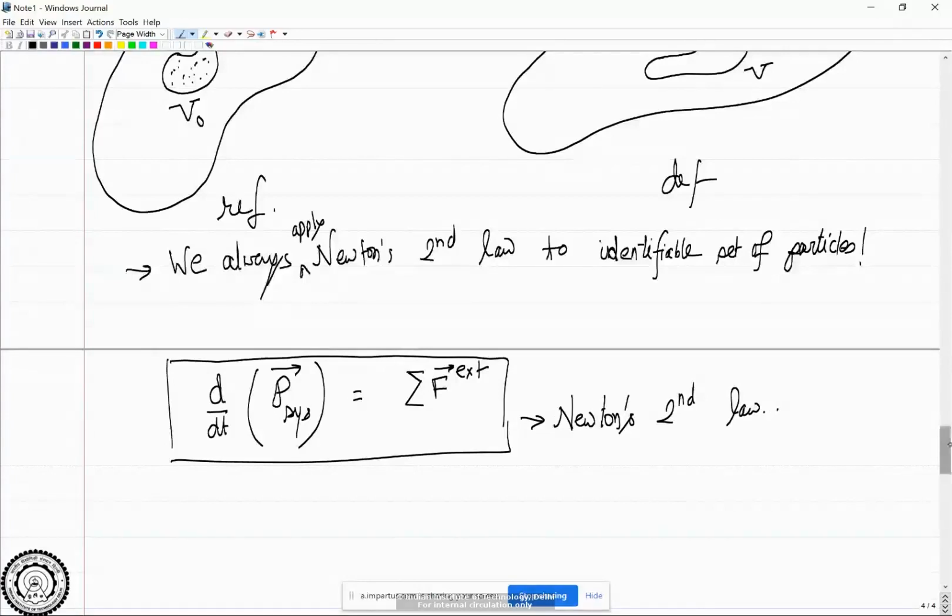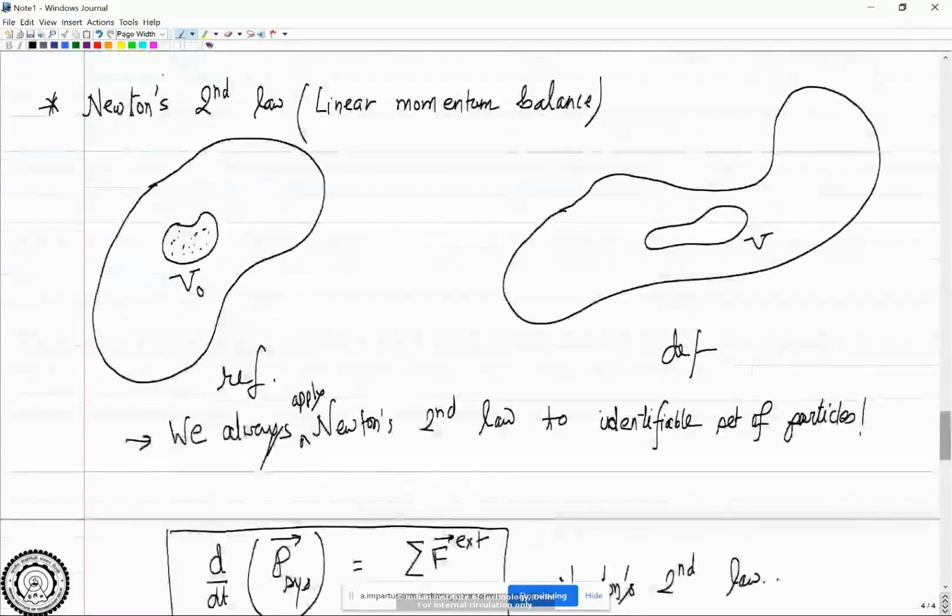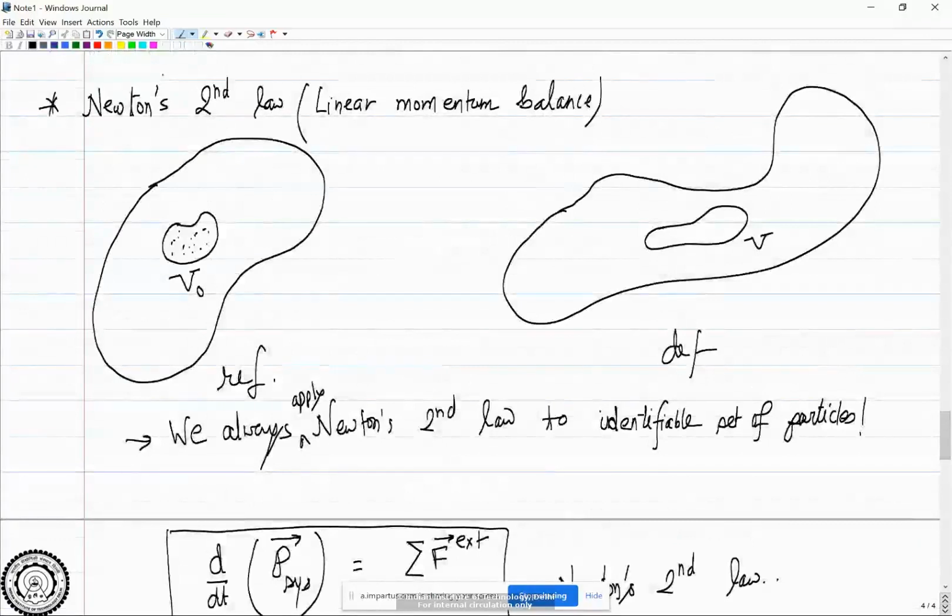Okay, so this means that we have to again think of the particles comprised in this volume V0 and see how that is evolving in time, how the momentum of that volume is evolving in time. So in the current configuration, we have that volume V here. Let us take that outside. When you take it outside the body, that's your V, and it's a function of time.